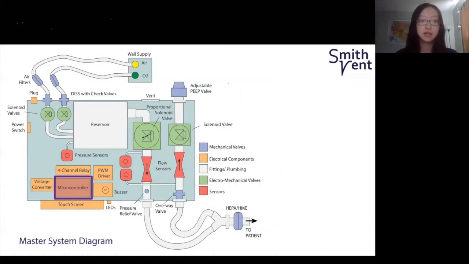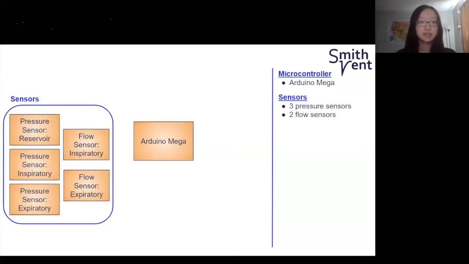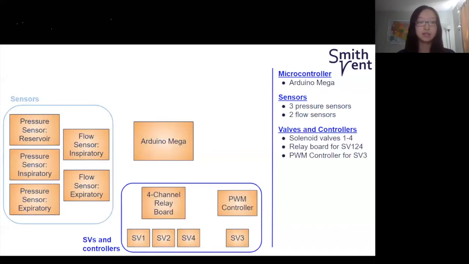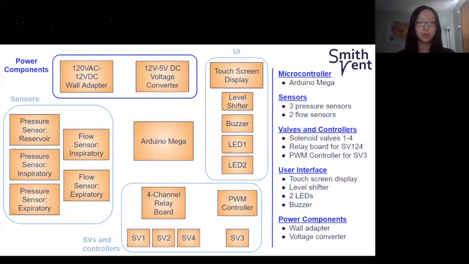So next, I'll introduce the electrical system. The brain of the system is a microcontroller board, Arduino Mega. Then there are 5 sensors in the system, 3 pressure sensors and 2 flow sensors. We also have 4 solenoid valves and their controllers, and a user interface, including a touchscreen display with a level shifter, 1 buzzer, and 2 LEDs. And last but not least, the power management components. All the electrical components are off the shelf and were selected based on system requirements.